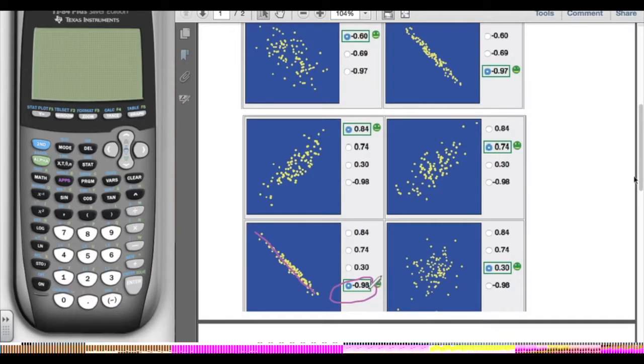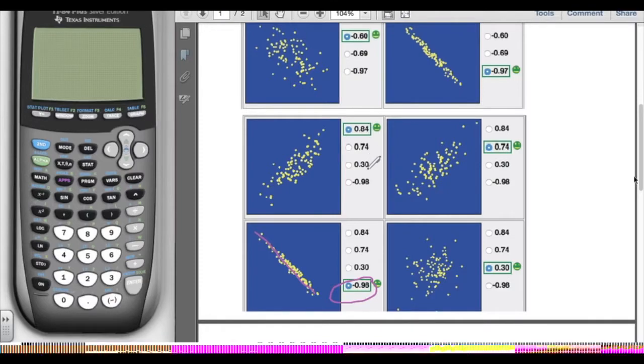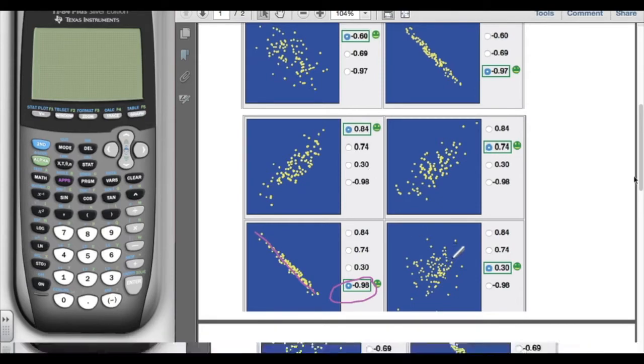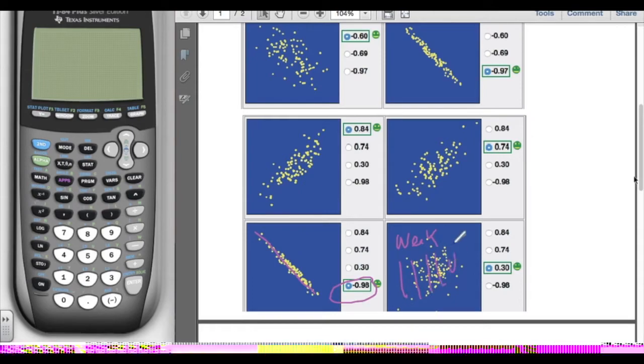Out of the three that remain, I have a strong with 0.84. It's over that 0.75. I have a moderate with that 0.74. It's just into the moderate range. And then I have a weak with the 0.30. Well, this one on the bottom right is definitely the weakest. It's the most scattered. There's not a clear trend here, no clear pattern.